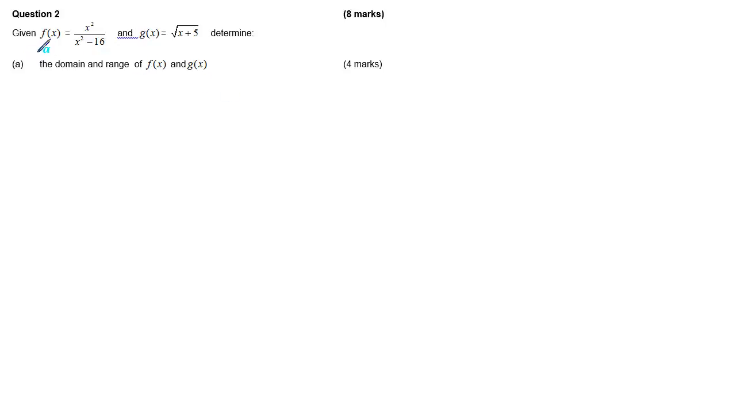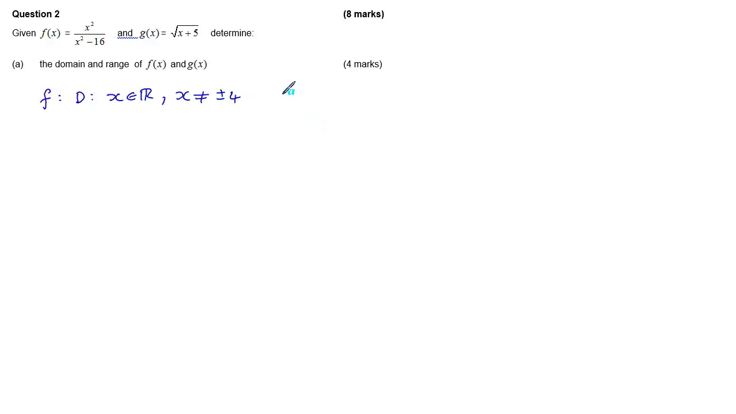So we have function f, which is x squared over x squared minus 16, and function g, which is the square root of x plus 5. And we want to determine, first of all, the domain and range of f of x and g of x. Well, if we look at f, the domain is simple enough. We just can't put in 4 or negative 4. So that's going to be all reals, but x not equal to plus or minus 4.